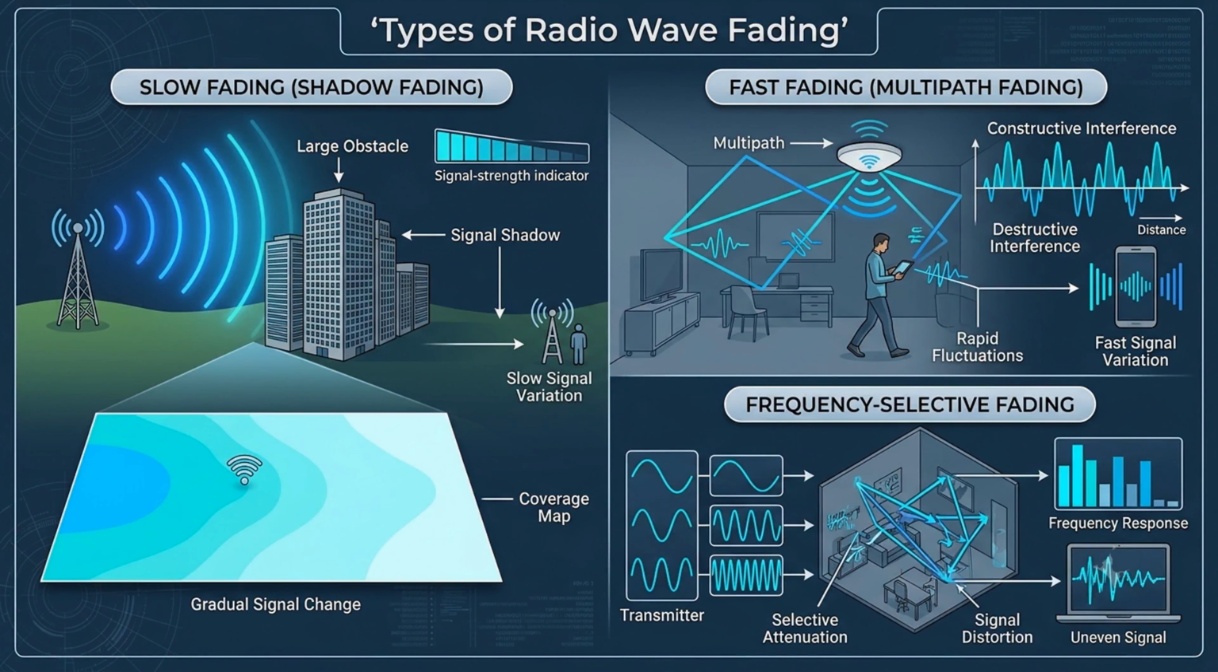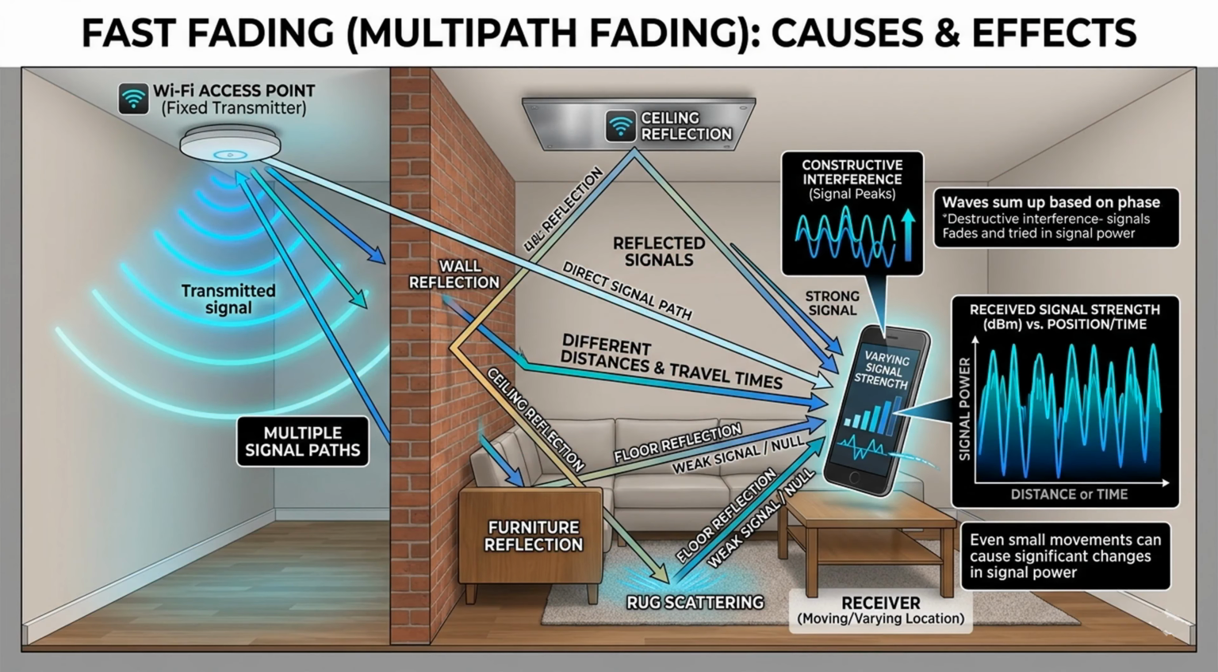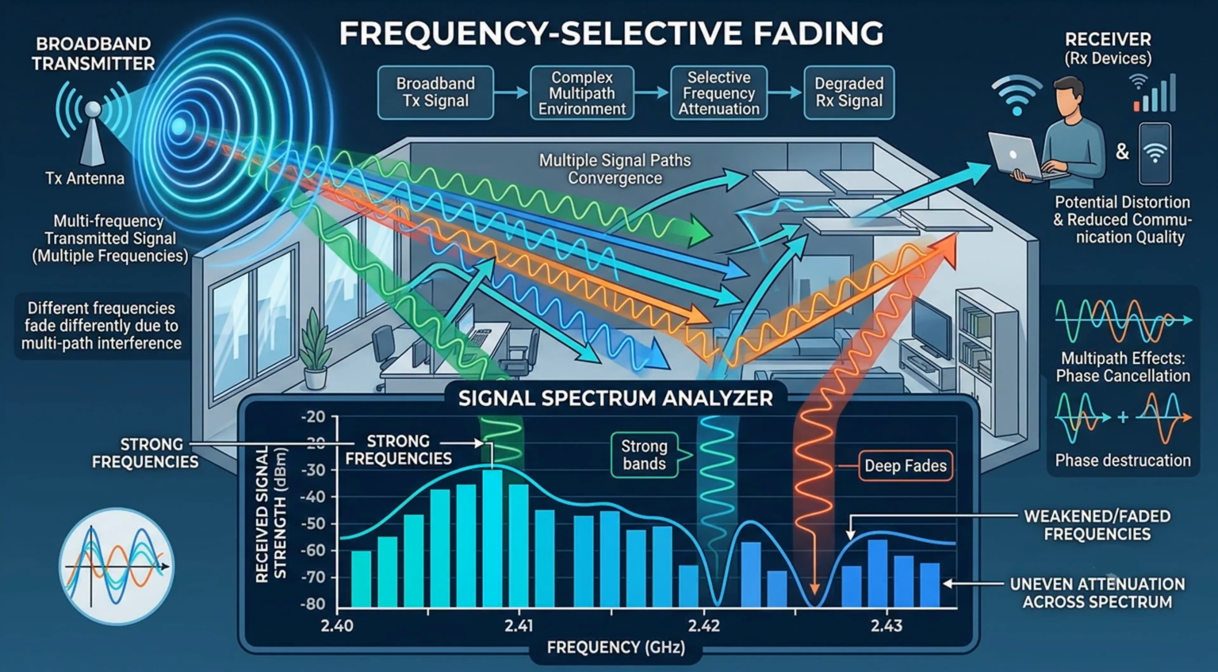There are several types of fading. Slow fading or shadow fading, caused by large obstacles such as buildings, hills, or dense structures that block or attenuate the signal. Fast fading or multipath fading, caused by multiple signal paths combining constructively or destructively at the receiver. Frequency selective fading occurs when different frequencies within the same signal experience different levels of attenuation.